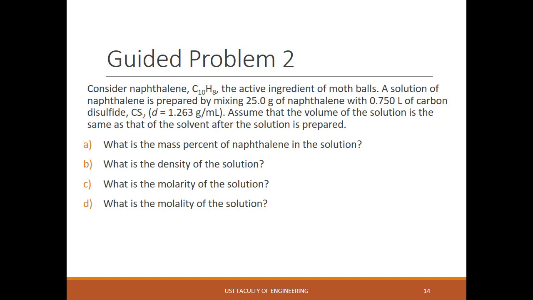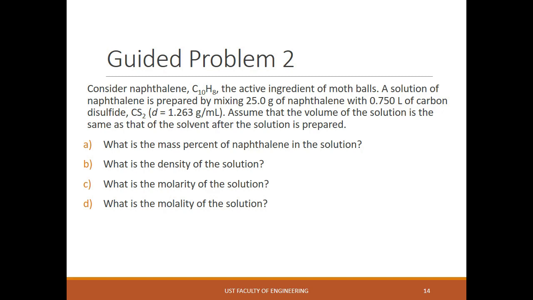For guided problem 2, we consider naphthalene, C10H8, the active ingredient of mothballs. A solution of naphthalene is prepared by mixing 25 grams of naphthalene with 0.750 liters of carbon disulfide, CS2, with a density of 1.260 grams per ml. Assume that the volume of the solution is the same as that of the solvent after the solution is prepared.